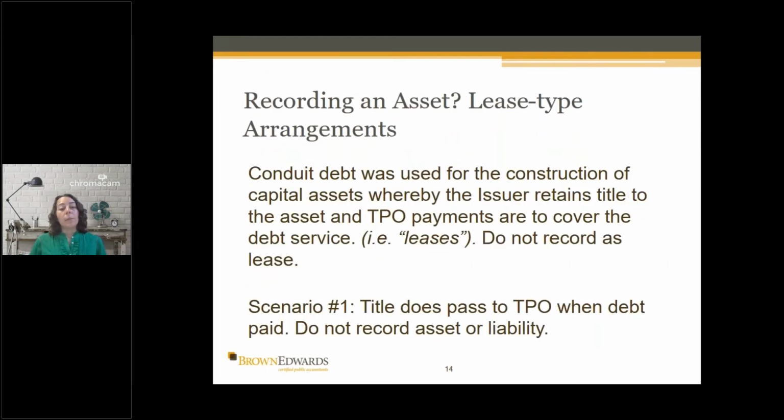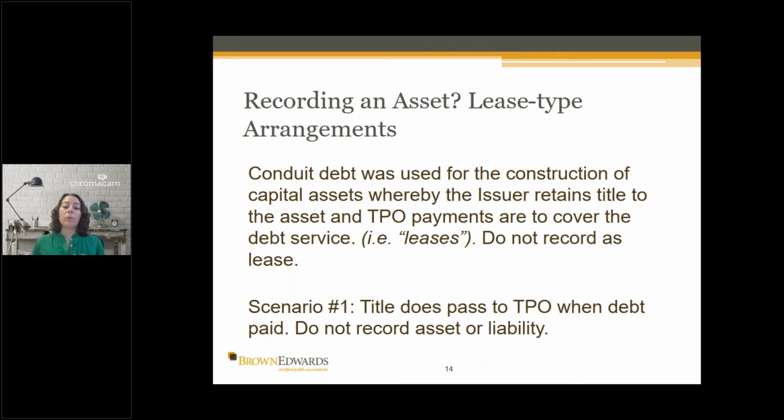Well, we talked about liability, possibly recording a liability, but what about an asset? Should you be recording an asset on your balance sheet? You might be recording an asset in a lease type arrangement. So conduit debt used for construction of capital assets, whereby the issuer retains title to the asset and the third-party payments are to cover the debt service. This is a lease type arrangement. It's lease-ish, but don't record it as a lease.